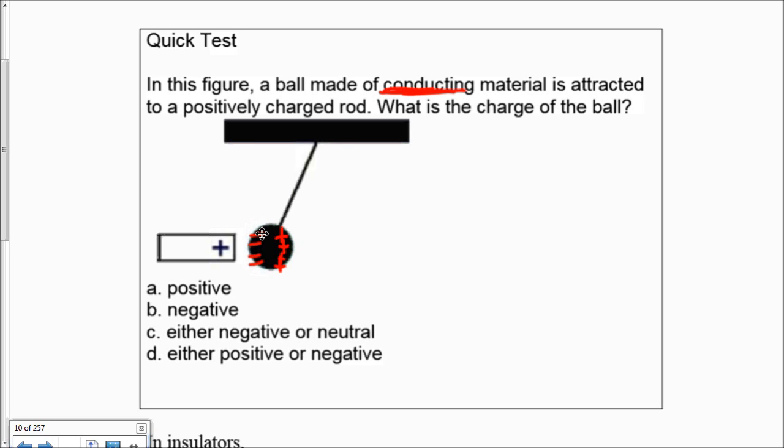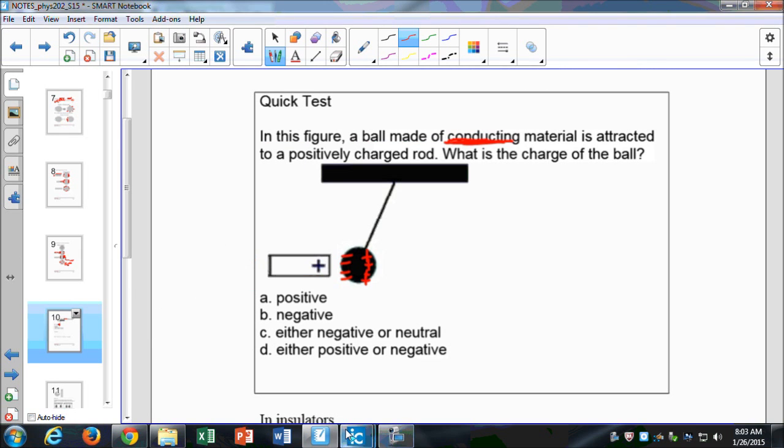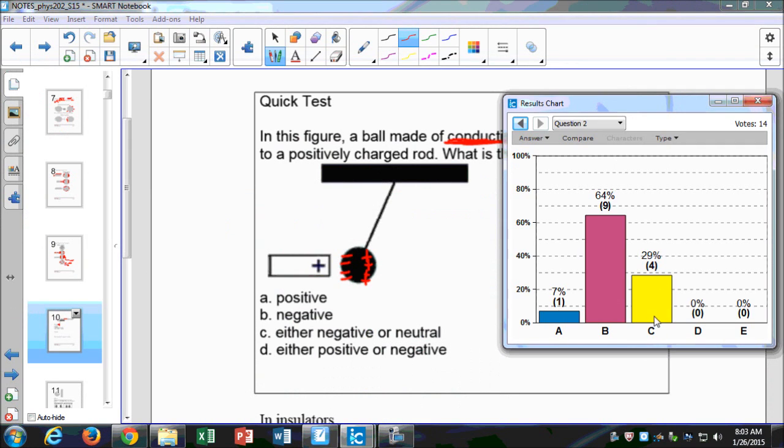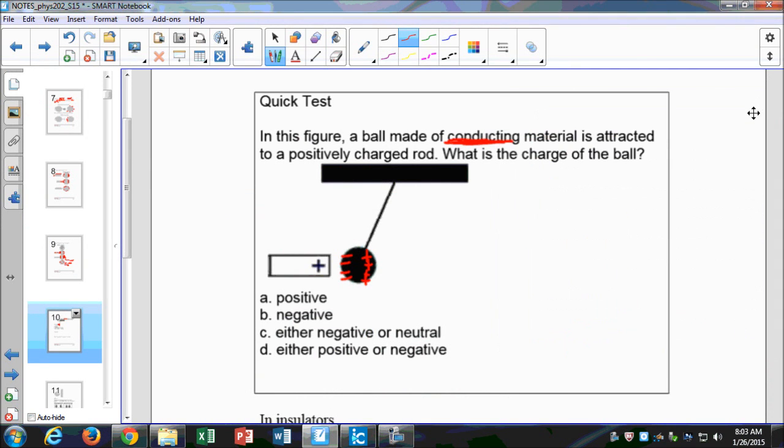It has no net charge, but because of the way that the charges are set up on the object, it will appear to the positively charged rod that it's negatively charged. They'll be attracted. And that's just like this. None of the copper wire was ever charged in any way. It's just the distribution of charges was affected. So the answer is C. Now let's say we change this question and we said instead of a conducting material we have an insulating material.